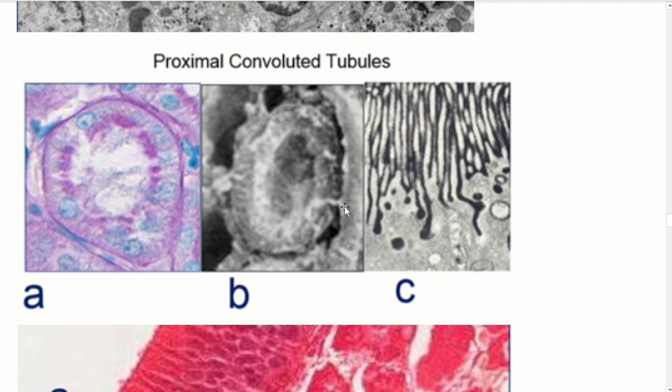Proximal convoluted tubules. So all of these are examples of proximal convoluted tubules. Remember, we said that in the other review. And remember how we know that is it has this big brush border right here, and these irregularly spaced out nuclei. Okay, so just know all of these are different examples of proximal tubules with their brush border.